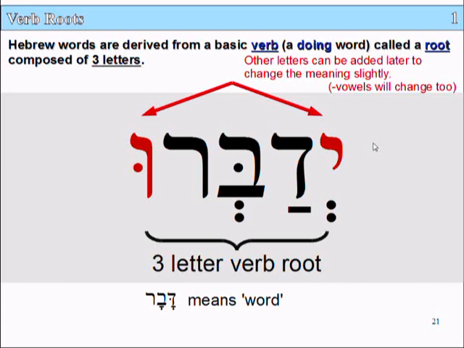Also in Hebrew you can change the meaning of the word by putting different vowels, or sometimes consonants are added to it. But generally most words in Hebrew are derived from a basic 3-letter verb root. And here, davar, which means word, is changed to yidabru.